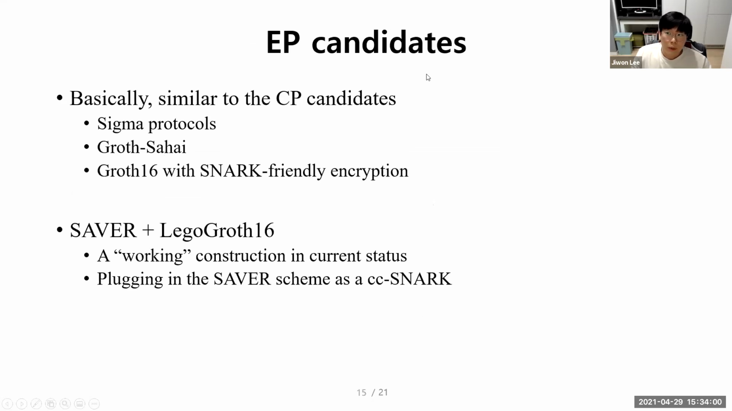Now for the EncryptImprove, I guess this is very similar to the CommitImprove, because we are talking about the same proof system that only accepts the encrypted ciphertext instead of the commitments. So basically, the same things like Sigma protocols or Groth-High or Groth16, but maybe we have to refine some definitions for the ciphertext instead of the commitments. And also we have the Lego Groth16, but maybe this could be a working construction in the current status, because we already have the Saber, so we can just plug it in as a commit-carrying SNARK to the LegoSNARK CommitImprove, which can work wholly as an EncryptImprove scheme.